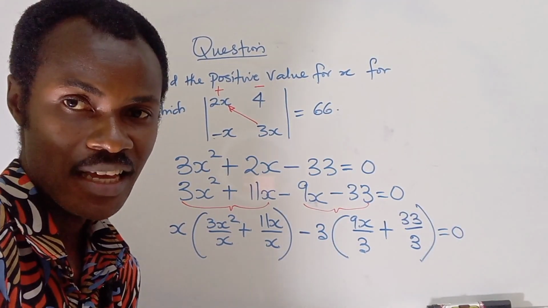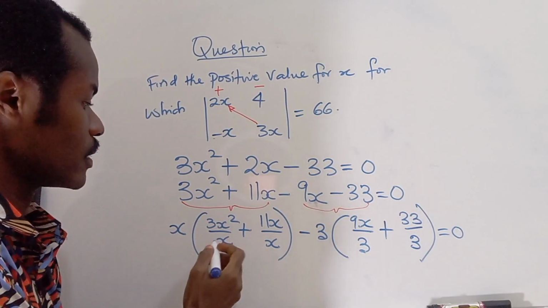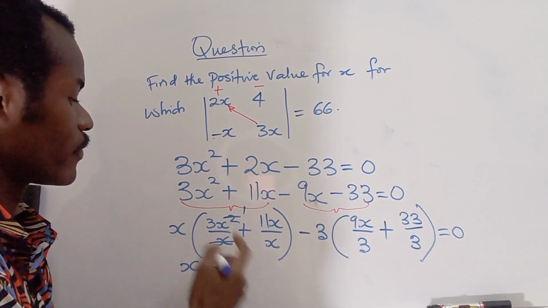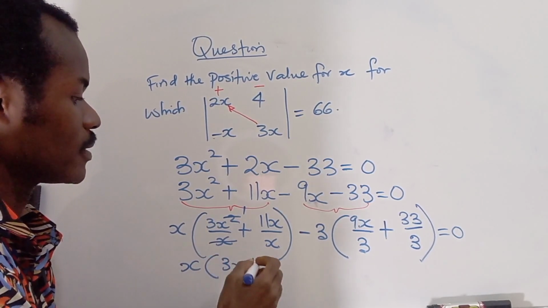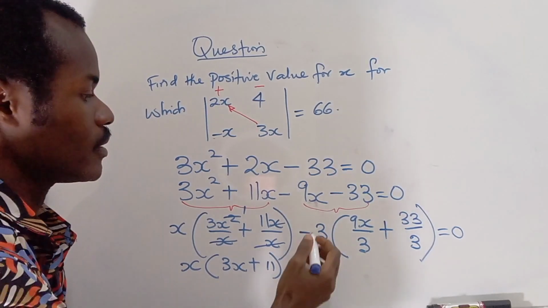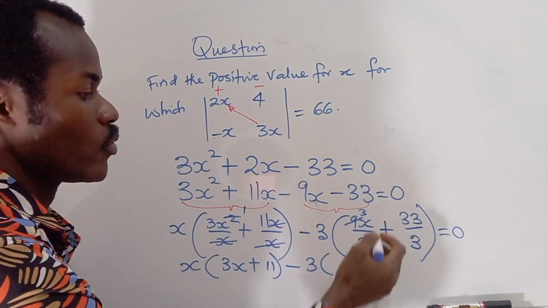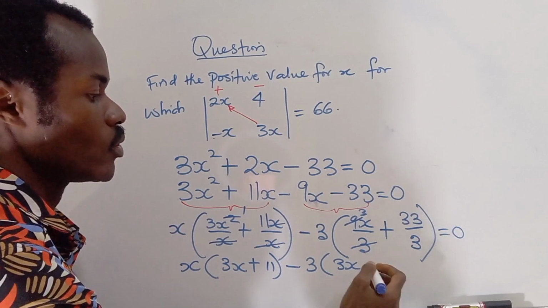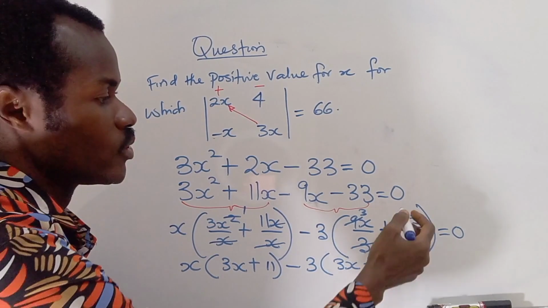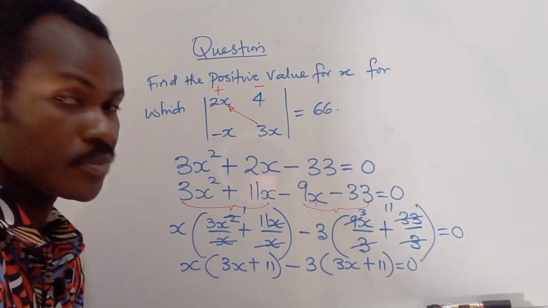Okay. Now the next step is we are going to cancel out. Okay. So this is going to cancel 1 here. So we have x, open bracket, so we have 3x here, plus this is going to cancel x. So we have 11 here. All right. So we have our minus 3. Now 3 into 9 is 3. So we have 3x. Okay. So we have plus, and 3 into 33 is going to give us 11. So we have 11, which is equal to 0.